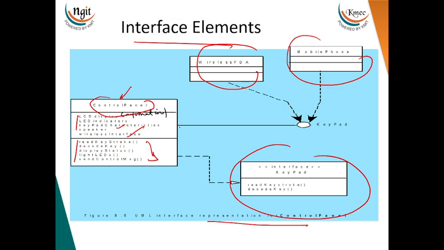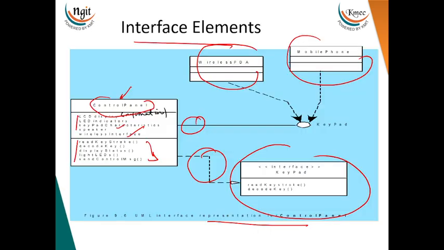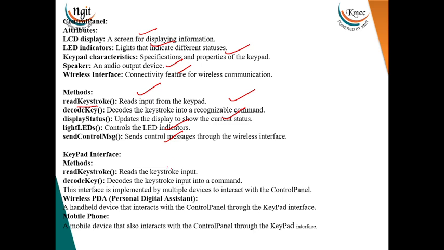If you see it, it is going to send a control message, here as well as here. Then the keypad interface. Where is the keypad? Methods. We have the keypad interface. Methods: read keystroke. We have already done the keypad method. This is read keypad stroke and decode. Wireless PDA, personal digital assistant. What am I going to do with the help of a mobile phone? This is an example of the control panel.